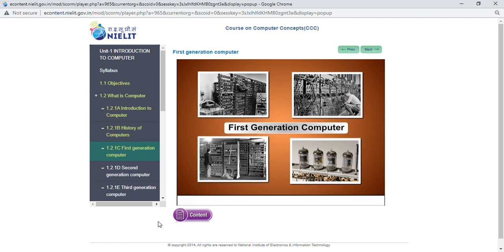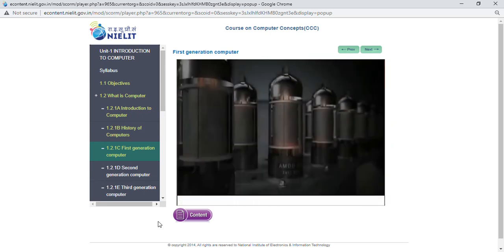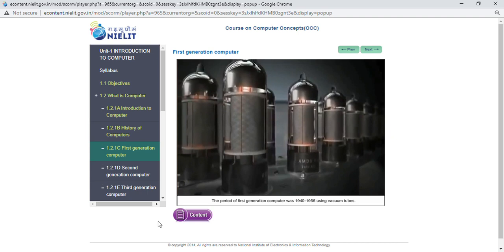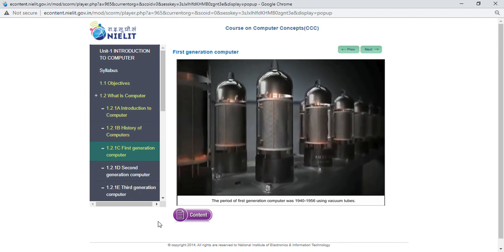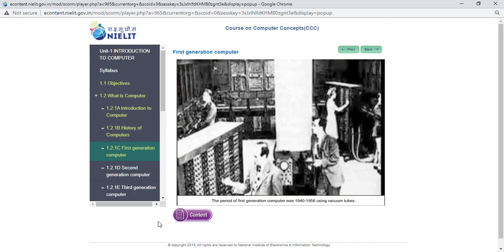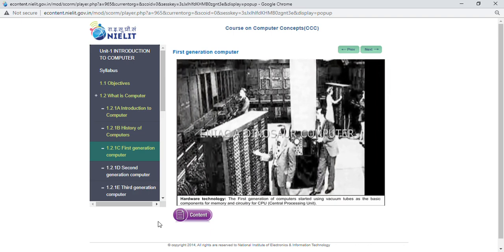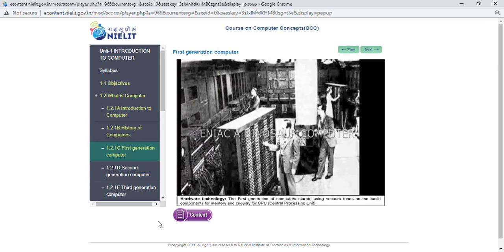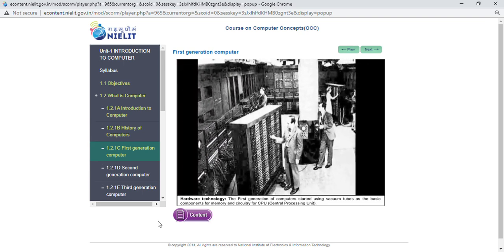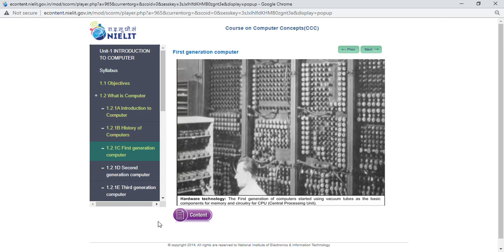First generation computer. The period of first generation computer was 1940 to 1956 using vacuum tubes. Hardware technology. The first generation of computers started using vacuum tubes as the basic components for memory and circuitry for the CPU, that is central processing unit.